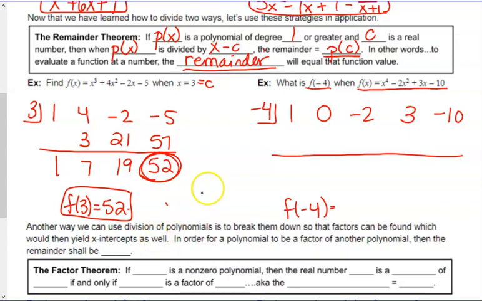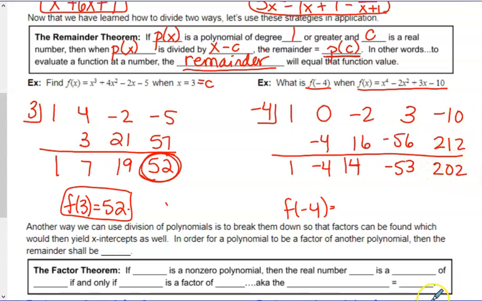So here we go. Not that it's hard, you just have to be meticulous. Bring the 1 straight down. Multiply by c gives me negative 4. Add gives me negative 4. Multiply by negative 4 gives me 16. Add gives me 14. I almost said negative 14. Multiply 14 times negative 4 is negative 56. Add gives me negative 53. And one final time, multiplying by negative 4, I get 212. And when I add, I get 202. So again, by the remainder theorem, I don't care about anything else but that number right there.